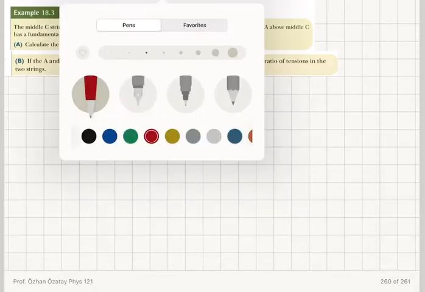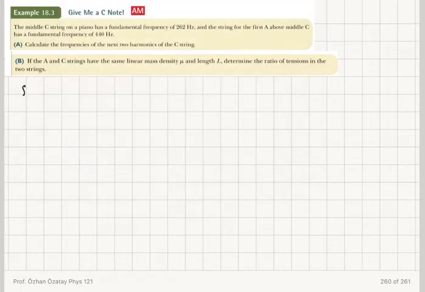The middle C string on a piano has a fundamental frequency of 262 Hertz. So the fundamental mode frequency, fundamental frequency for the middle C is 262 Hertz, and the string for the first A above middle C, first A fundamental frequency is 440 Hertz. Calculate the frequencies of the next two harmonics of the C string. And if A and C strings have the same linear mass density and length, determine the ratio of the tensions.